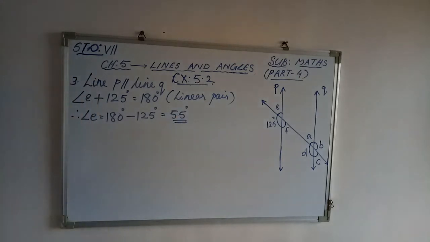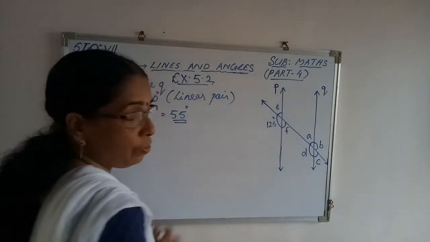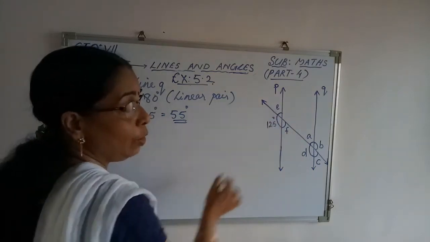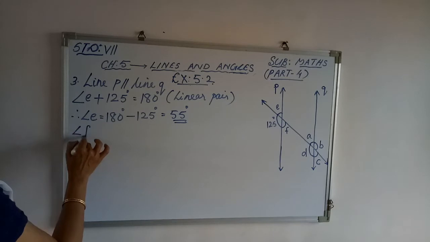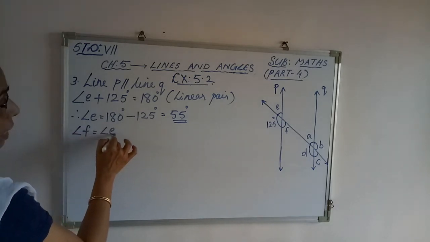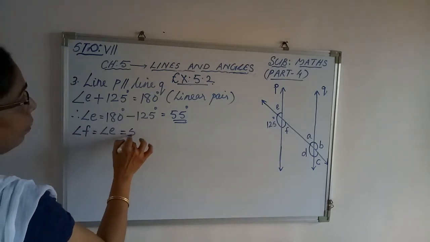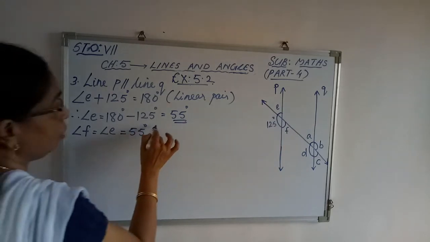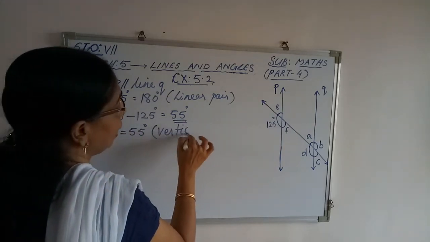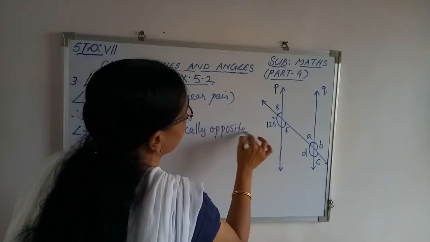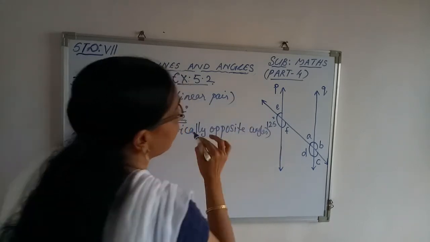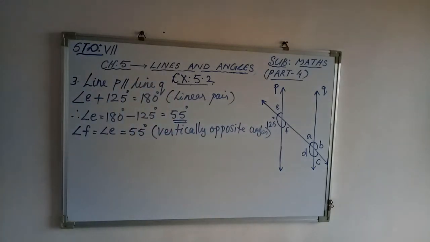That is angle E. And now you see, what about angle E and angle F? We have seen they are vertically opposite angles. So we can write angle F is equal to angle E. How much is it? 55 degrees. What's the reason you will write? They are vertically opposite angles.